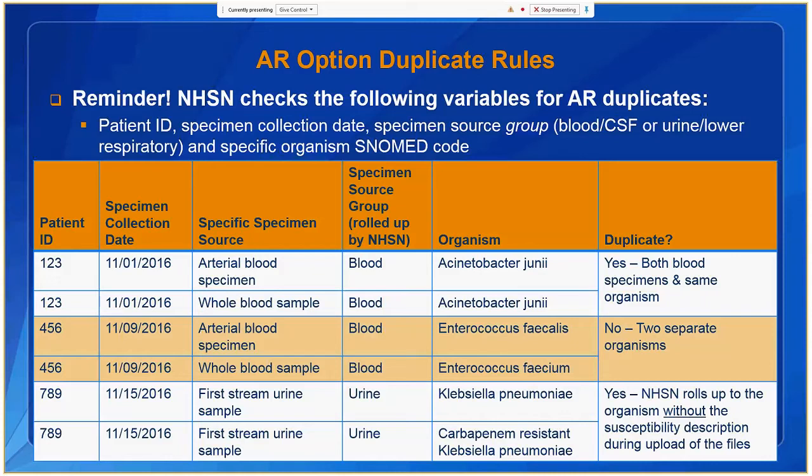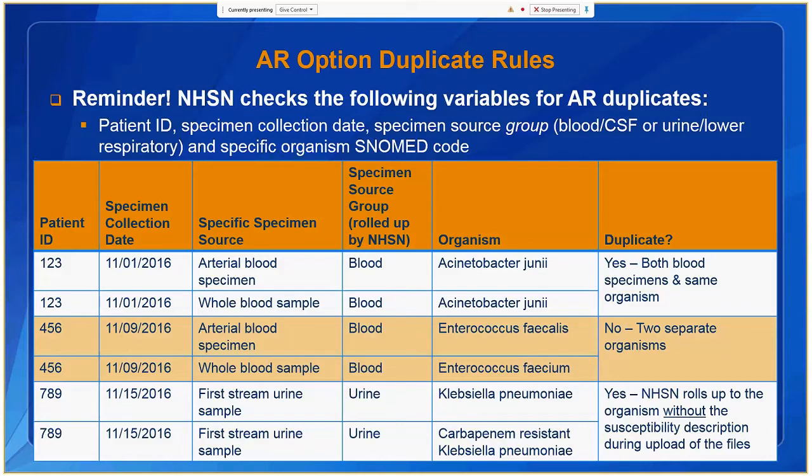The next example, patient ID 456, the middle two rows in yellow. Again, the patient had two separate specimens collected on the same day. One specimen was an arterial blood specimen, and the other was classified as a whole blood specimen, so two separate SNOMED codes. Both, however, get rolled up to the blood specimen source group. However, this time, the patient had two separate organisms, two different types of Enterococcus, identified in those specimens. Therefore, they are not duplicates. They are two separate organisms, so both could be reported into NHSN.